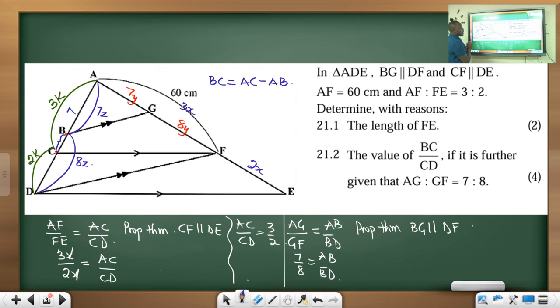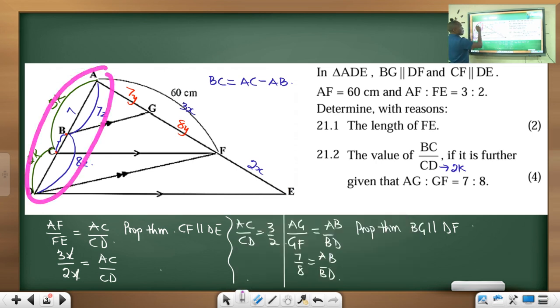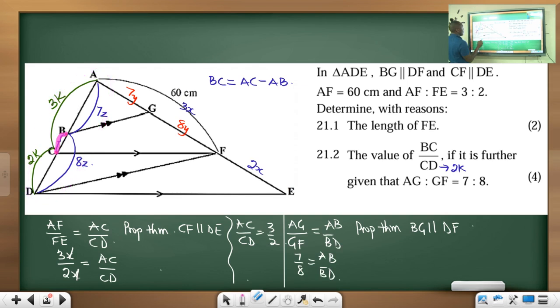What do I know my CD as? Can you see that CD is 2K? So that's fine. We don't have a problem there. CD is 2K. Now I need to find BC in terms of K. Let's focus on our left-hand side as quickly as possible. We'll focus in here. I need to find BC. But what do you notice? Let me clean the 7. All right, beautiful. What do you notice?